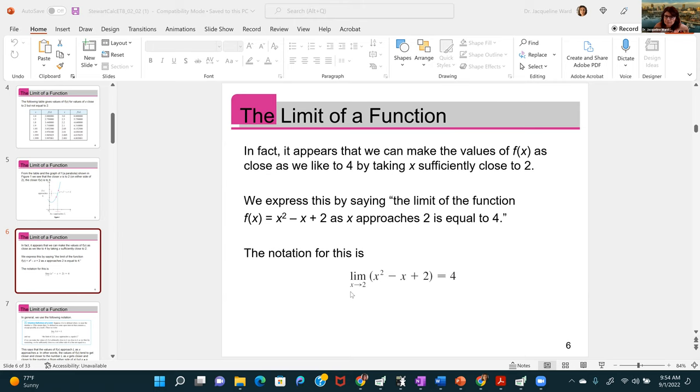Okay, so notice the notation here. The limit as x, formally it's approaches. Most people say goes to, and just like in real life, you don't approach the store, you go to the store, right? So the limit as x goes to 2 of this function is 4. Okay. So I'll be saying goes to probably most of the time, unless I'm really trying to emphasize that approach.